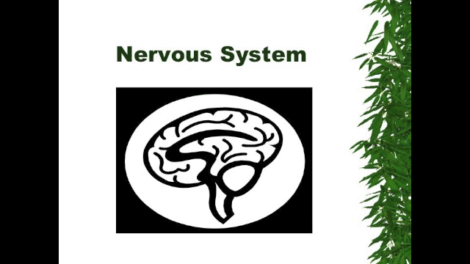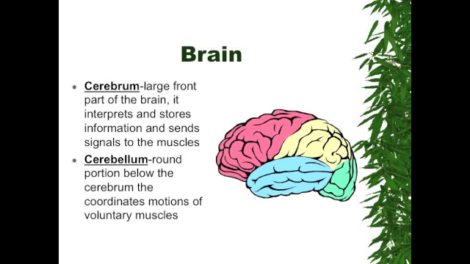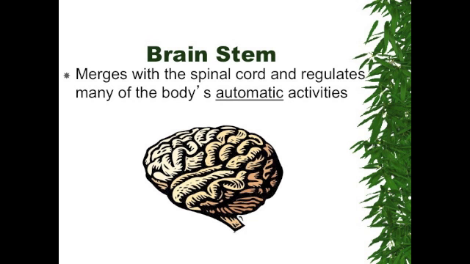Your nervous system. The two major parts of the nervous system are the brain and spinal cord. The cerebrum interprets and stores information and sends signals to the muscles. The cerebellum coordinates motion of voluntary muscles. The brain stem controls your automatic activities like your heartbeat and digestion.